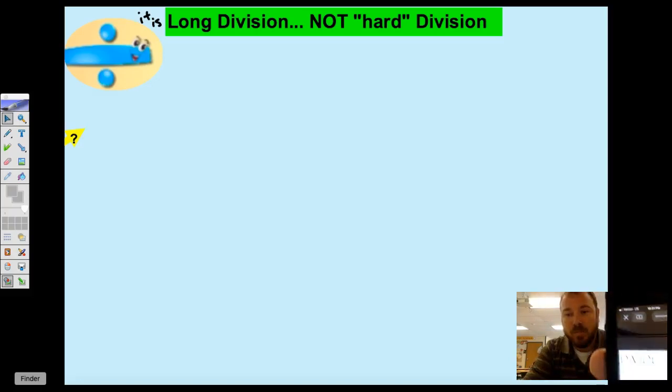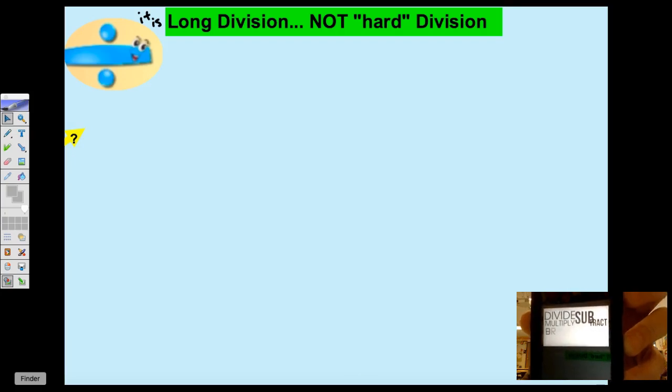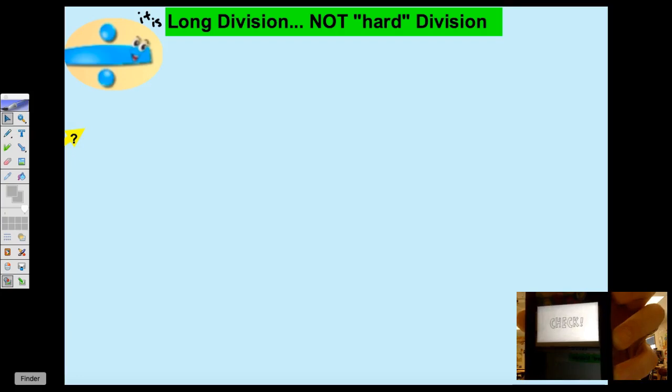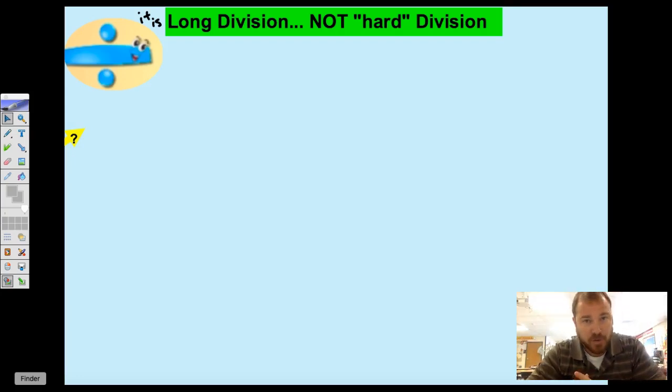First you must divide, then you multiply and subtract. Then you bring it down. The last thing that you do is check. So today, we'll be talking about long division. Not hard division, long division.